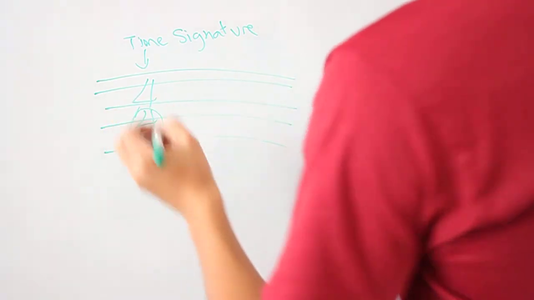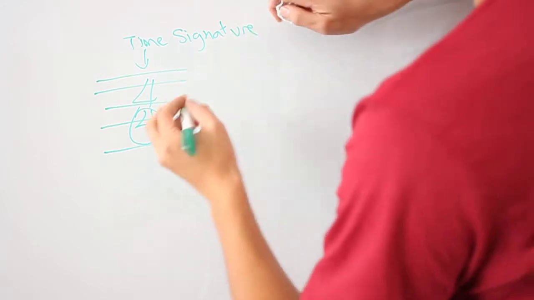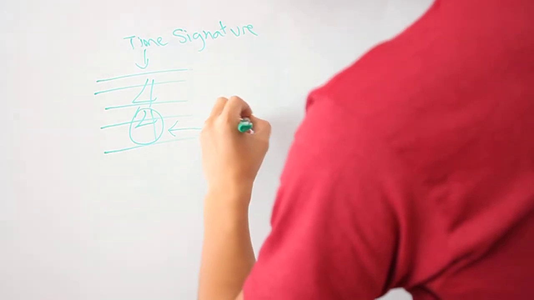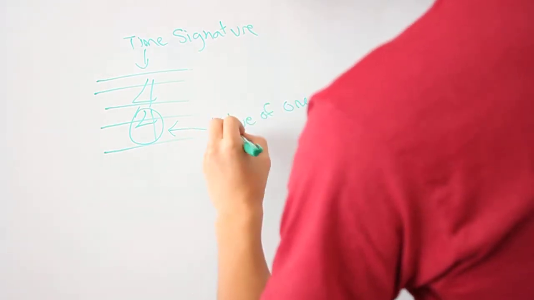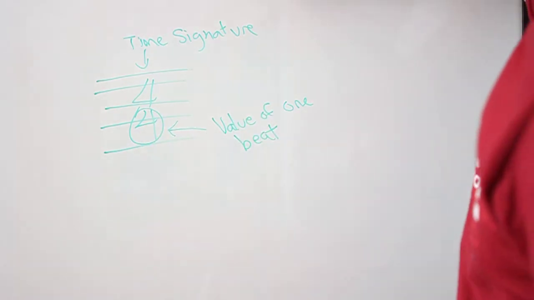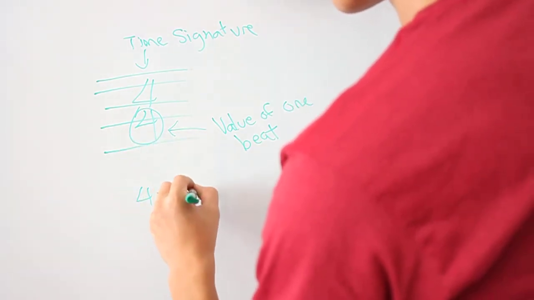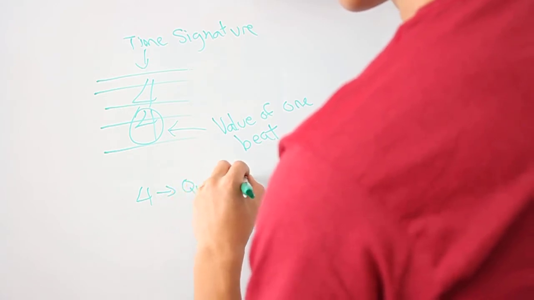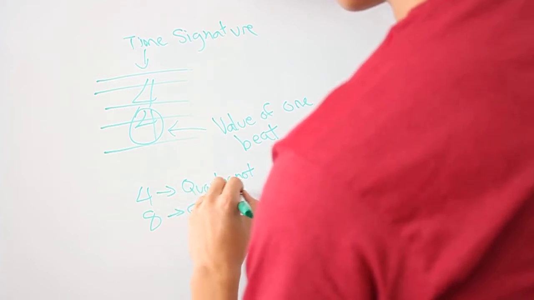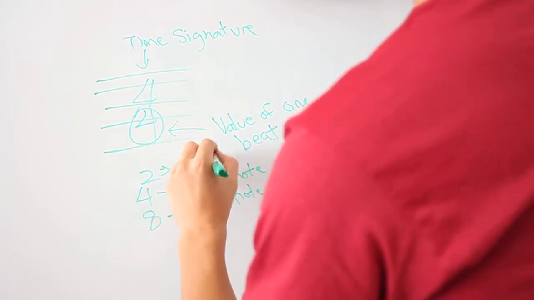You first want to look at the bottom. The bottom tells you, if you were snapping to a song, what note value each of those snaps is. So what is the value of one beat? The number correlates to a specific kind of note. A 4 means a quarter note. An 8 would mean an eighth note. And a 2 would mean a half note.